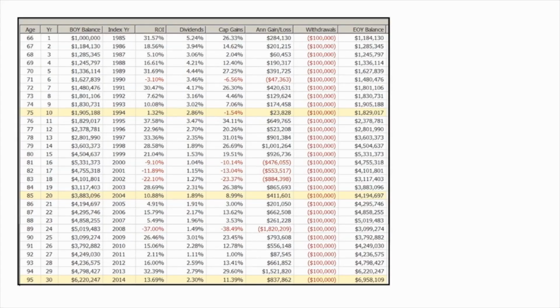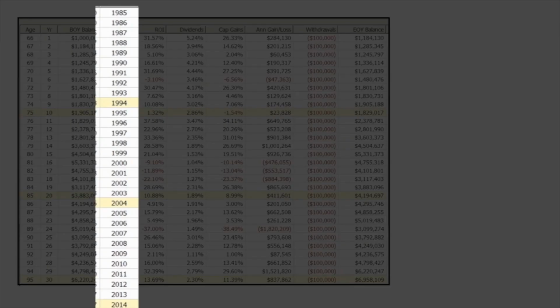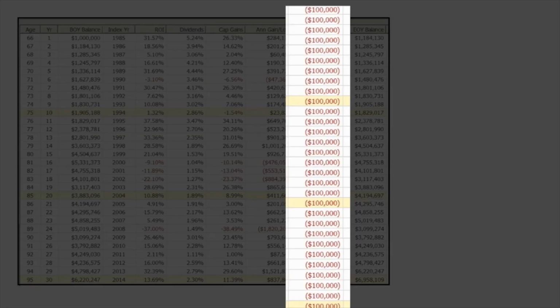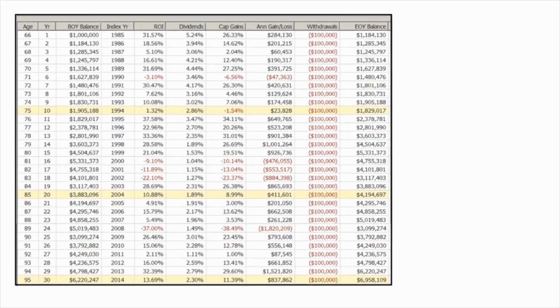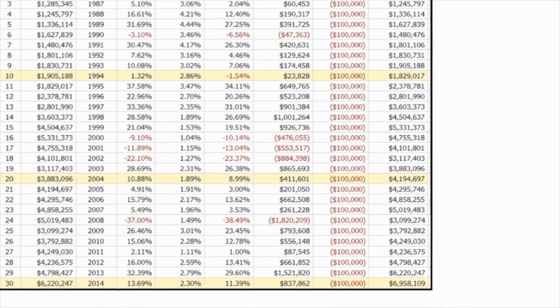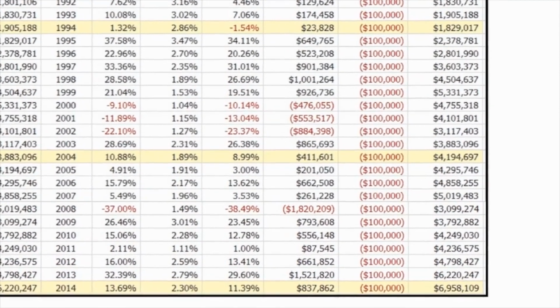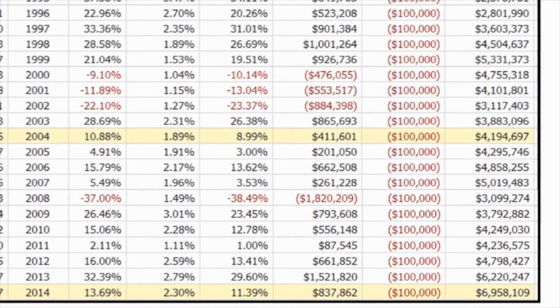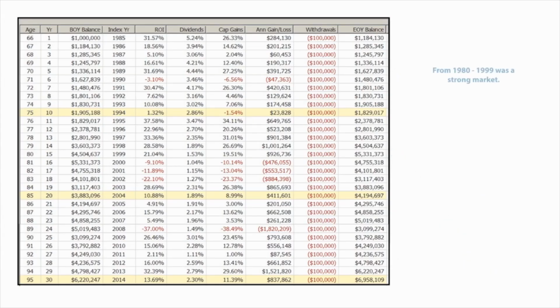Back to our sequence of returns conversation. We are looking at 1985 to 2014 historical data for the S&P 500 Total Return Index and trying to pull $100,000 per year off of this account. As I turn withdrawals on, this is one of those periods of time when sequence of returns worked. Not only did it work, but this client wound up with more than they started with. 1980 to 1999 was a strong market. It was in the year 2000, year 16, before this portfolio had a double-digit negative year.